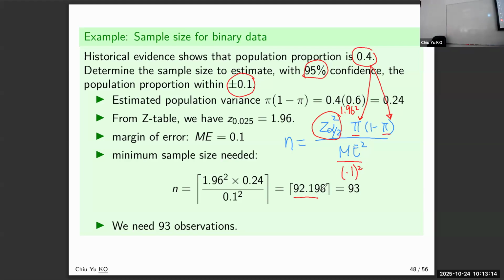So at the end, if you get, say, a sample proportion of 0.3, the range will be 0.2 to 0.4, right? If you get a sample proportion of 0.45, then the range will be 0.35 to 0.55, right? So that would be the idea there. Okay?